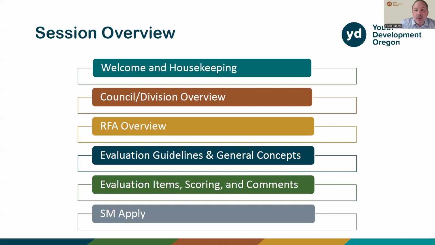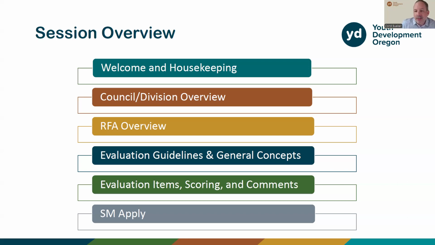This is a quick overview of what we're going to cover today. In just a second, I'll provide some information on how this presentation works, how we'll capture your questions and respond to them. We'll give you a little bit of background on the Youth Development Council Division, this particular grant. RFO Overview will go into some detail about what the Job and Work Readiness Grant is that you're here to learn about reviewing. We'll give you some guidelines and general concepts on grant evaluation, and then get into more detail about the scoring process and leaving comments.